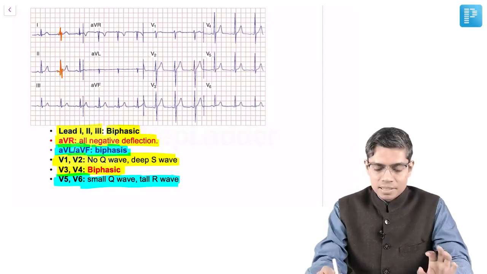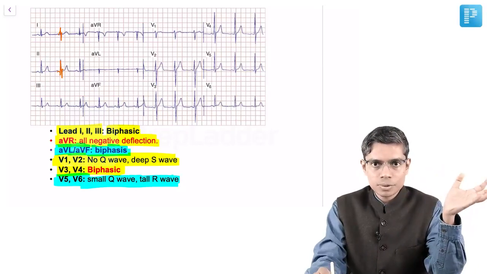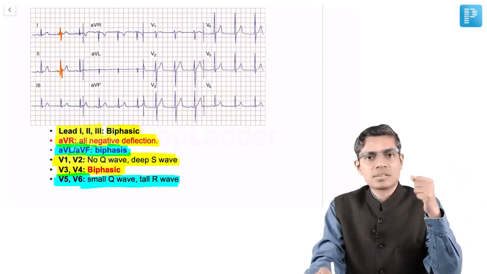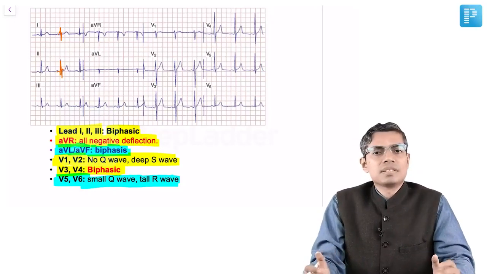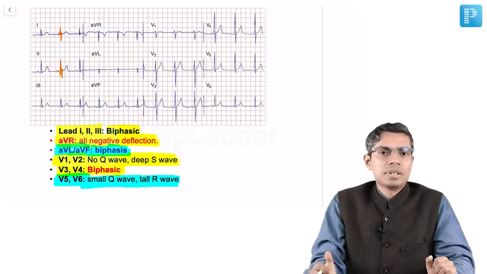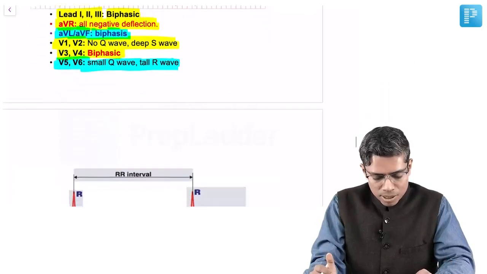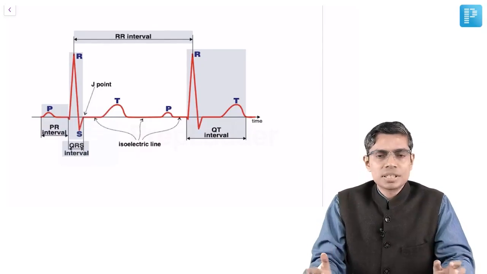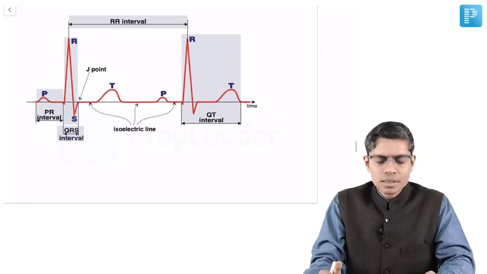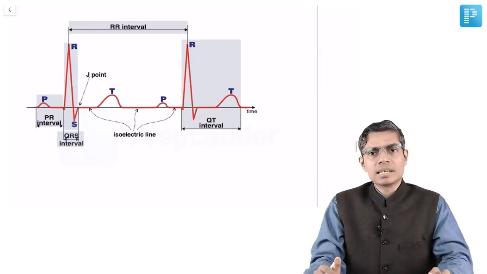So biphasic recording is seen in the bipolar limb leads also, AVL, AVF, as well as V3, V4, and the rest of the leads have some different recording that I have to remember, right? Now from the normal ECG, I also have to remember certain durations and intervals. This is very easy, all of you know mostly, but again I will discuss.